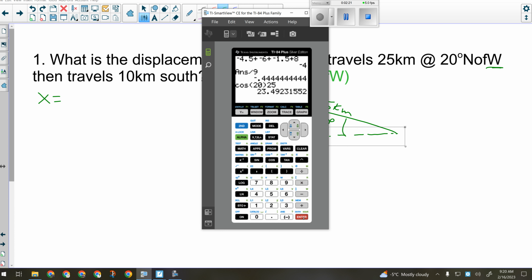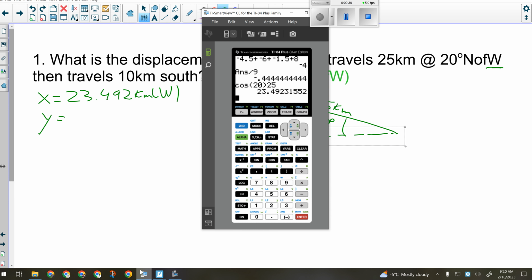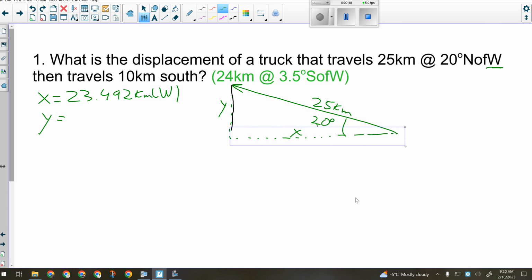So this side here is 23.492 kilometers west. And the y component is the opposite side. So what trig function do I use to find that? Sine, yeah. So I'm going to go sine of 20 times 25. That's going to be 8.551 kilometers north.